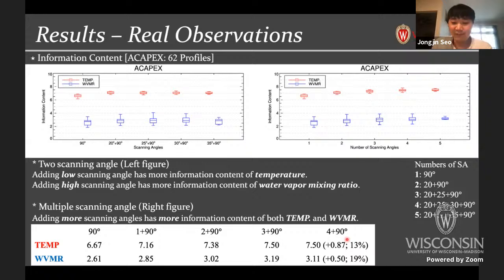So the 5 scanning angles have 13% more than single zenith, by an increase of 0.9. And for water vapor mixing ratio, 5 scanning angles have 19% more than single zenith, by an increase of 0.5.